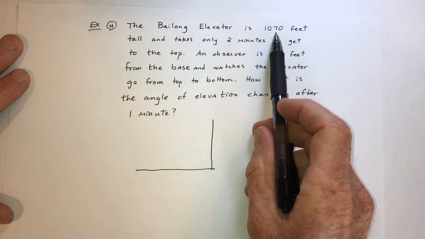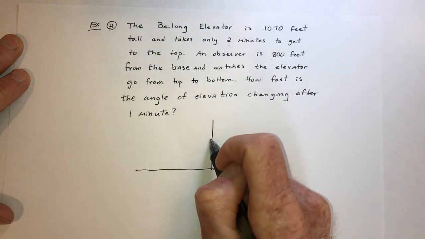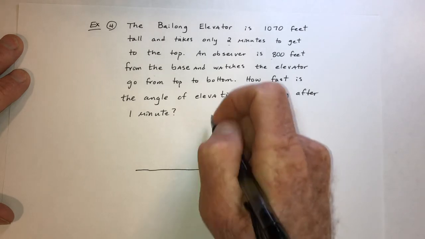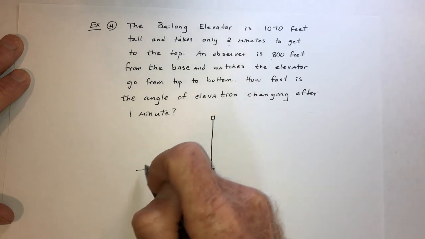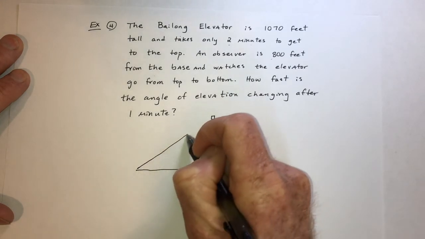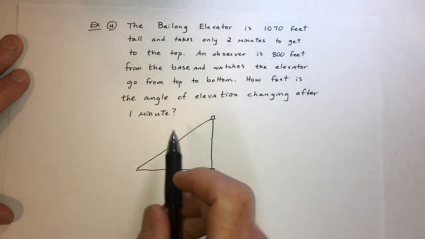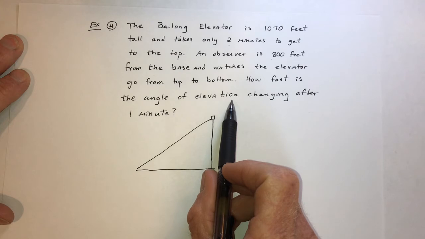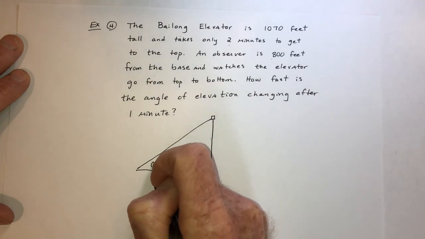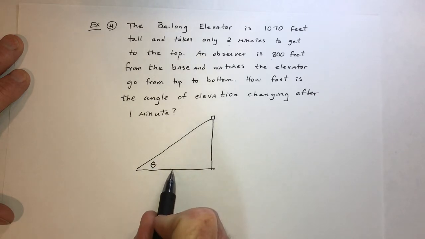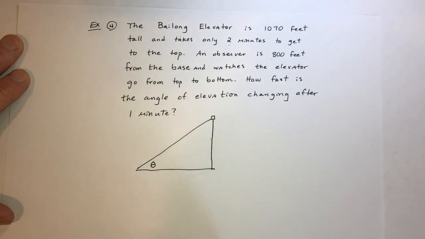And I'm not going to put the 1,070 feet because the elevator is going to change. So it's going to be right here at one moment, and at some moment, it's going to be right here. And then the person is looking up at the elevator and watching it. How fast is the angle of elevation changing? So angle of elevation would be like with the last example, that's this angle right here. So from the horizontal, then look up to the elevator, and this is the angle of elevation.